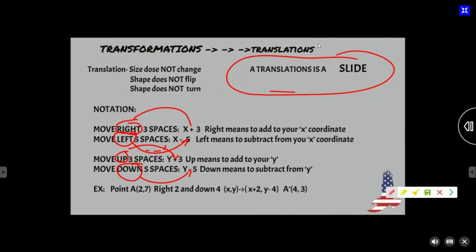Right, add to X. Left, subtract from X. Up, add to Y. And down, subtract from Y. Don't try to write absolutely every word. It's going up in your Google Classroom.